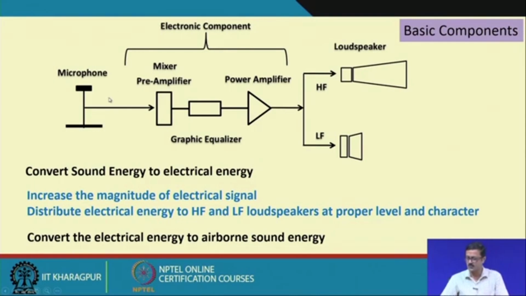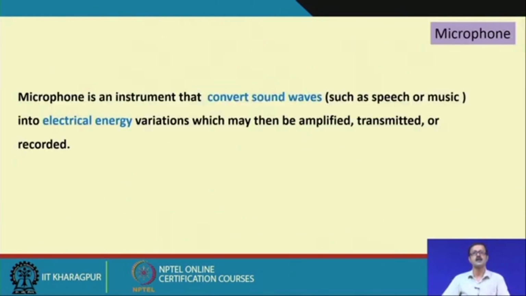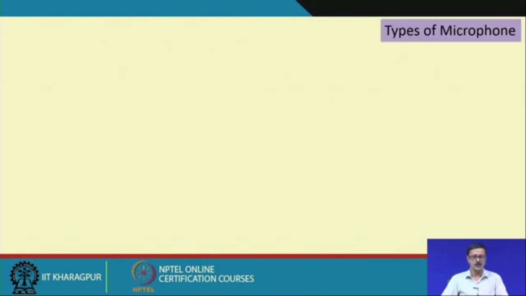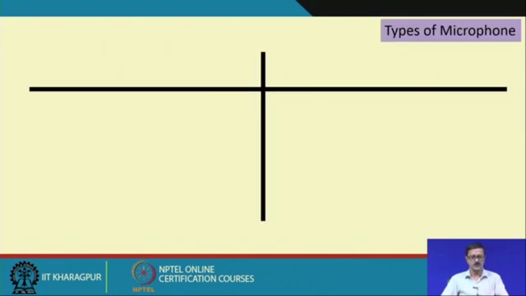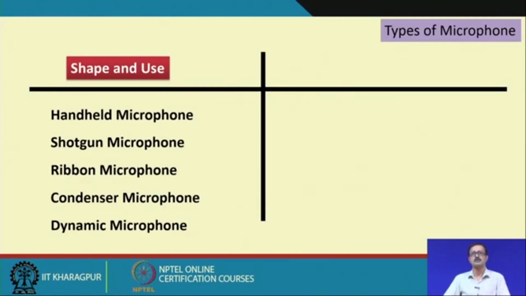So, let us discuss this component one by one, and what the various requirements are and what the various types available are. The microphone, as we have understood, converts the sound energy or the sound wave to electrical impulse, and the microphones are divided into two types of classification.